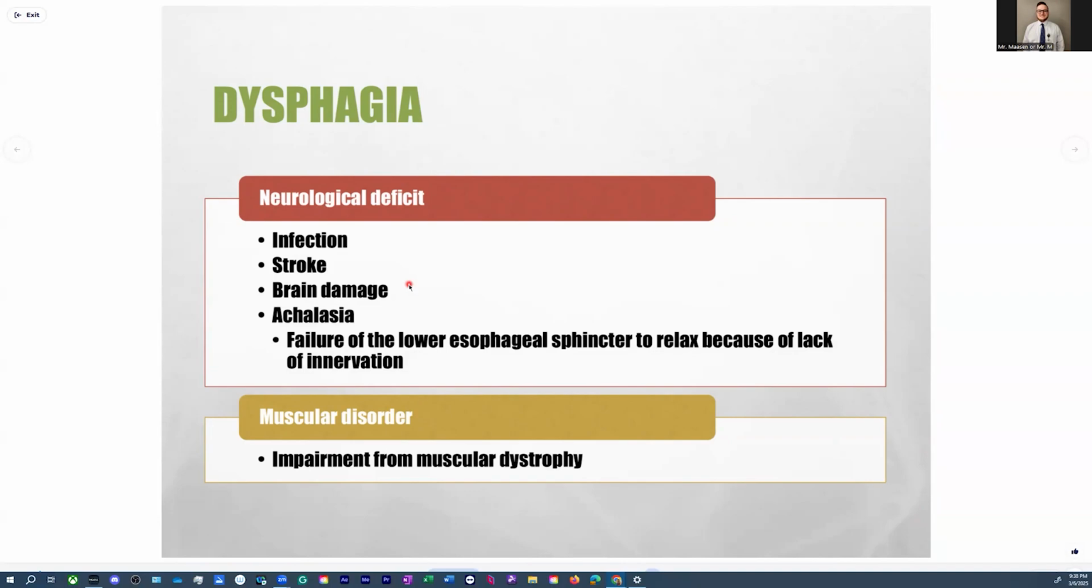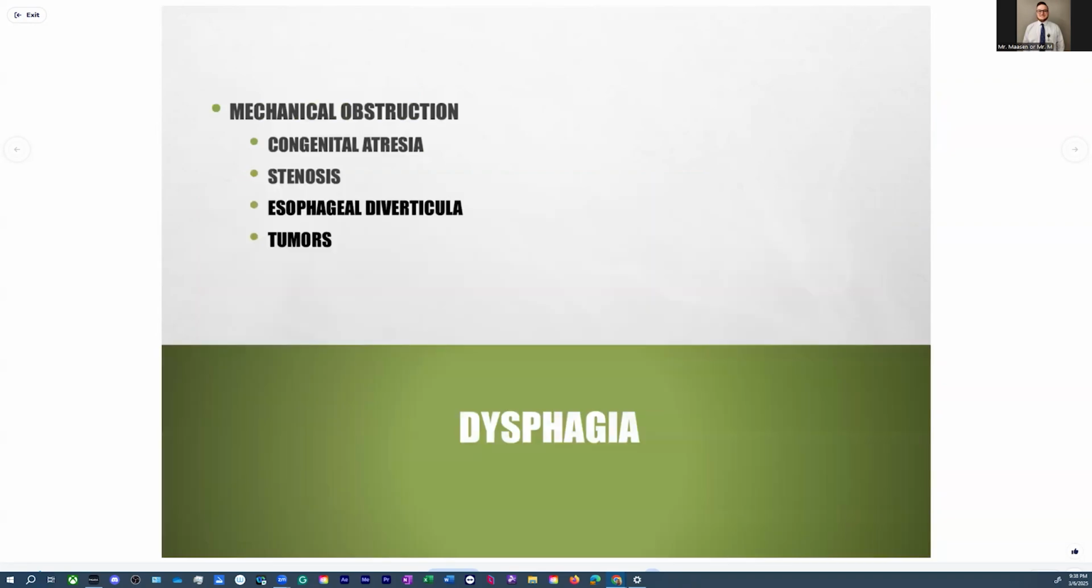So again, very common in people with stroke or brain damage, the epiglottis tends to kind of fail. And again, definitely going to see this with any muscular disorder like muscular dystrophy or other ones like that. Maybe MS, multiple sclerosis, something like that.